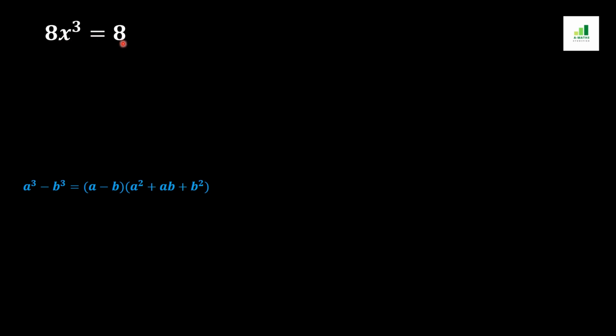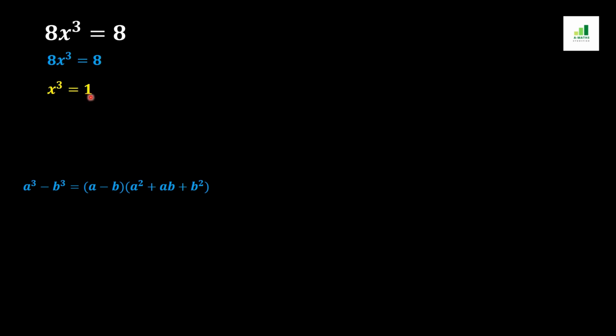8x cube is equal to 8. In order to solve this question, first we should cancel out both of the 8s and we should get x cube is equal to 1, because this 8 will move to the other side of the equation and go in division with this 8 and will cancel out together. So here I directly cancel out both of the 8s and I got x cube is equal to 1.